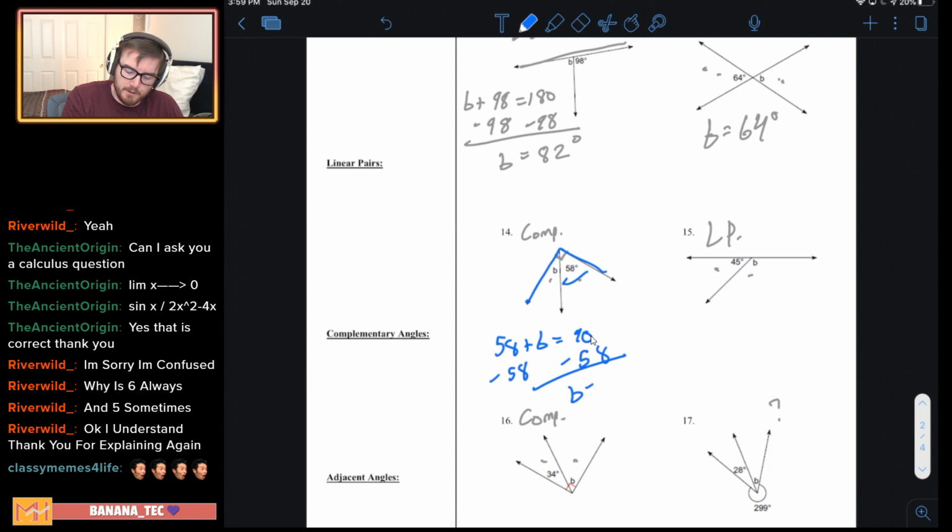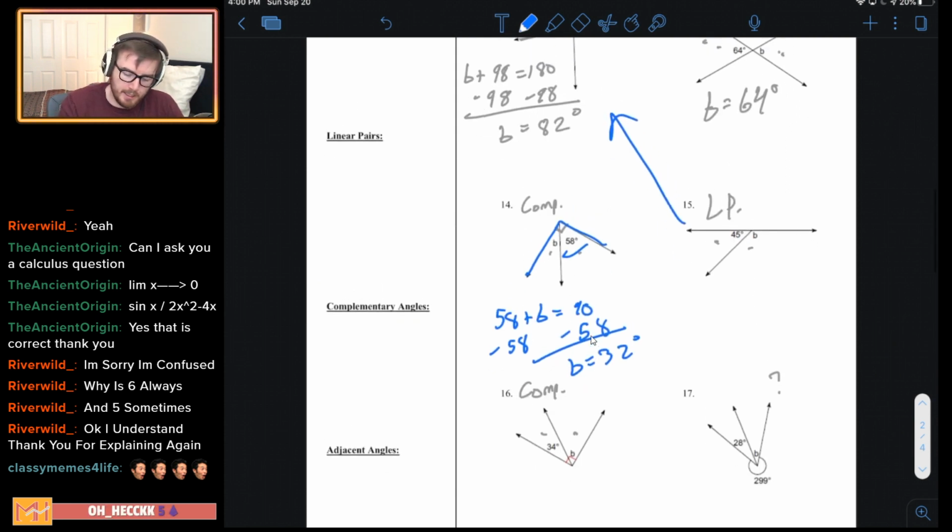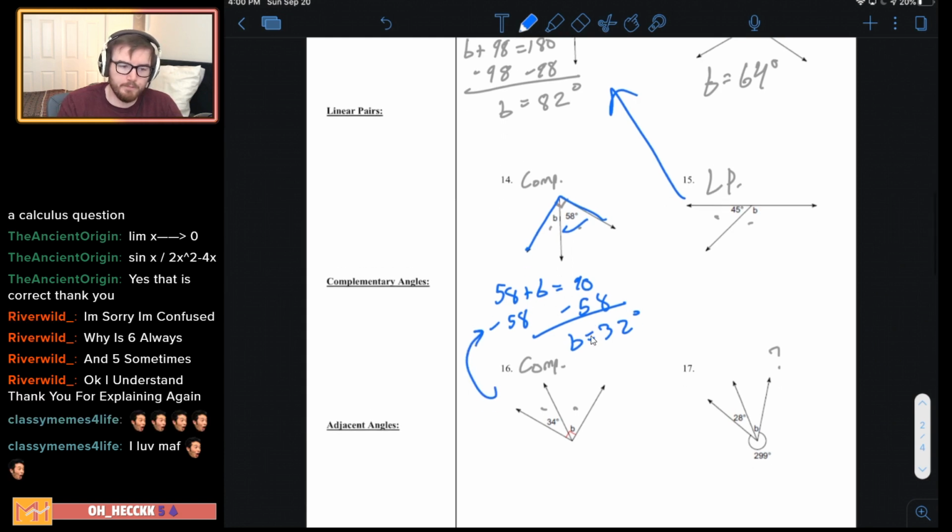So I subtract the 58 and I get 32 degrees. This one's the same as that one. This one's the same as that one.